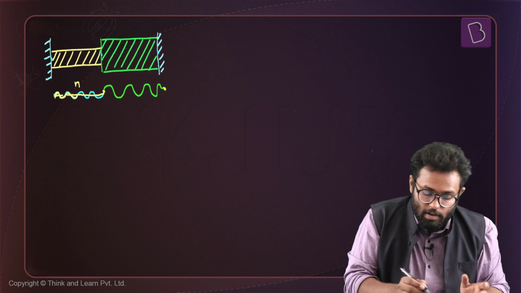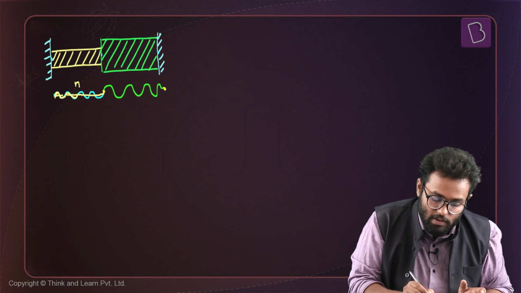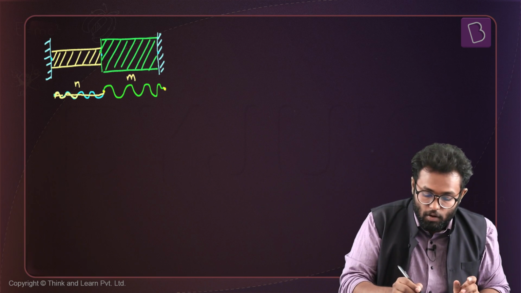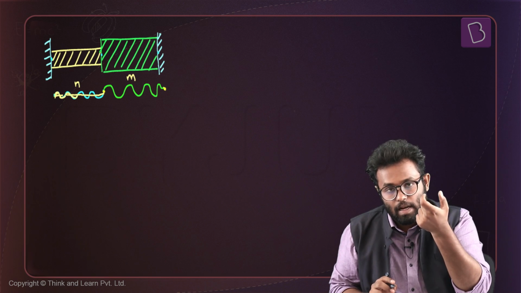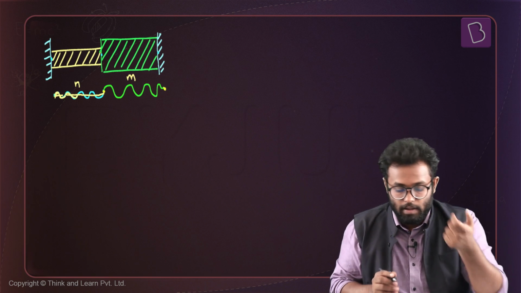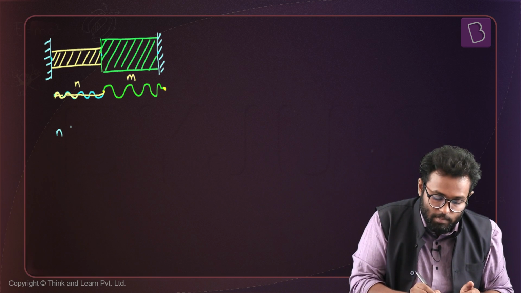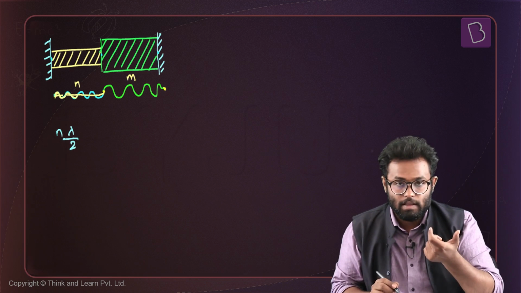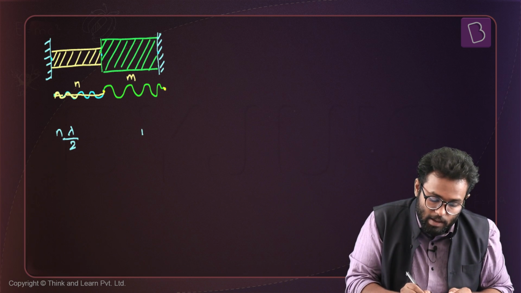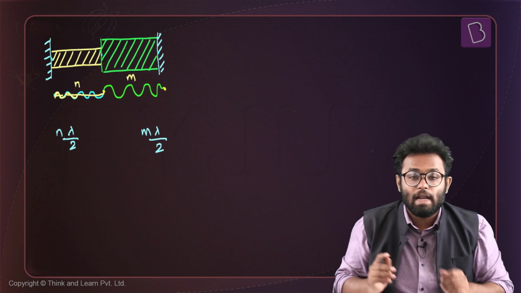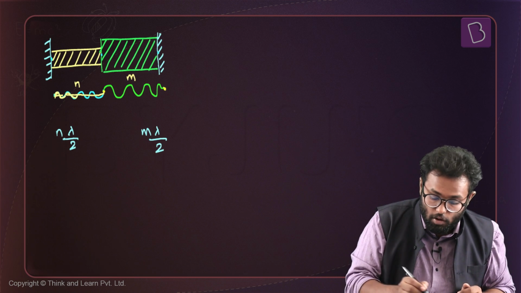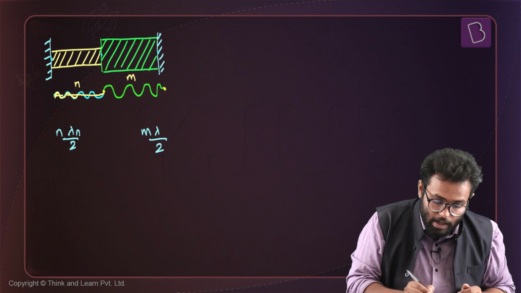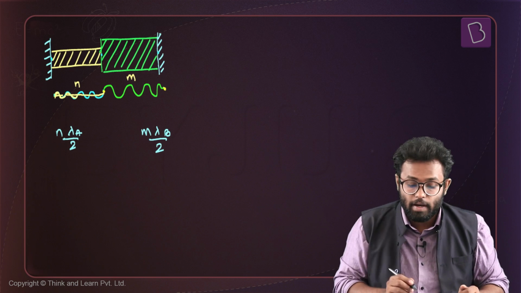because the endpoints have to be nodes. Similarly here, so let's say this is N here and this is M here, right? Now, the length of a half cycle is lambda by 2, right? So here N times lambda by 2 must be equal to its length, and here M times lambda by 2 must be equal to the length of the thicker rod. Now lambdas need not be same, so let me call this lambda A and lambda B, okay?